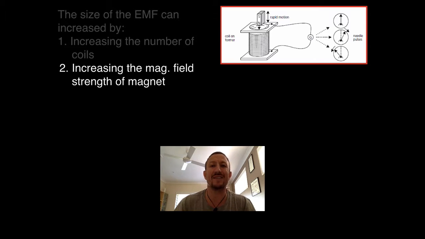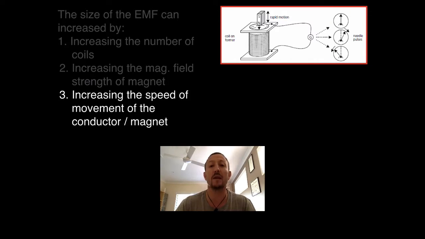Secondly, we can increase the strength of the magnet just by changing or buying a different magnet. The result is we can increase the number of field lines or decrease the number of field lines. This allows us to get a greater interaction between those two fields, again enhancing the amount of force which is generated. The final thing we can do is increase the speed.